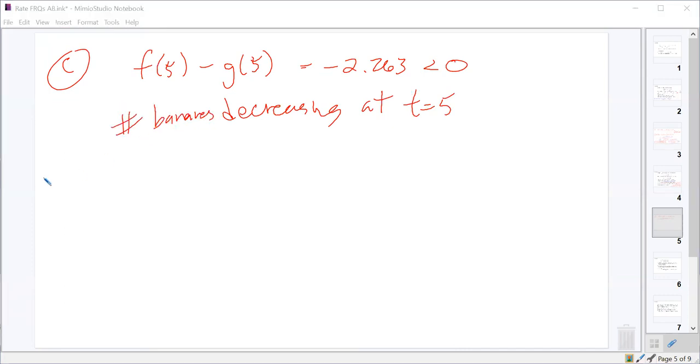Any questions there on C? The breakdown for that is 1 point for considering f of 5 minus g of 5. Even if you got the wrong answer for f of 5 minus g of 5, you still got a point for considering it. And then getting the right answer with the reason that it was less than 0 gives you the second point for that one.